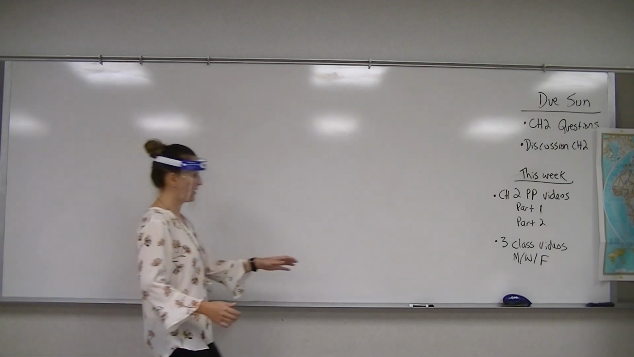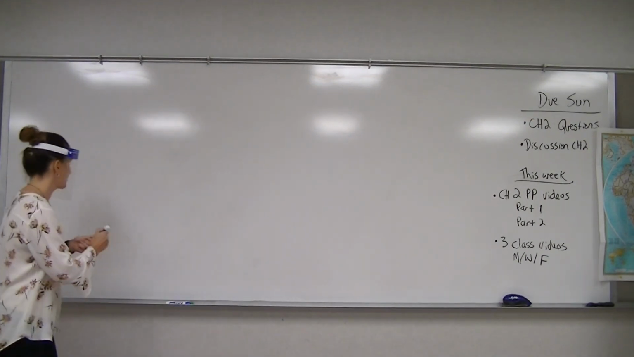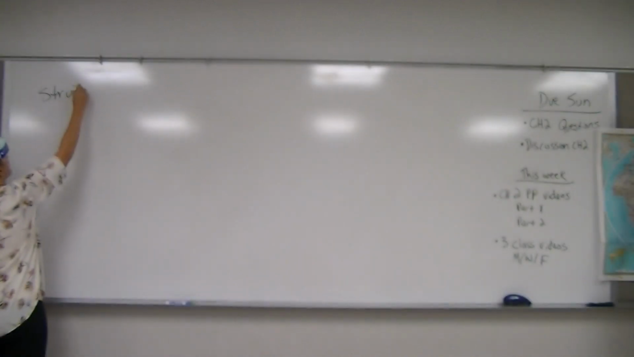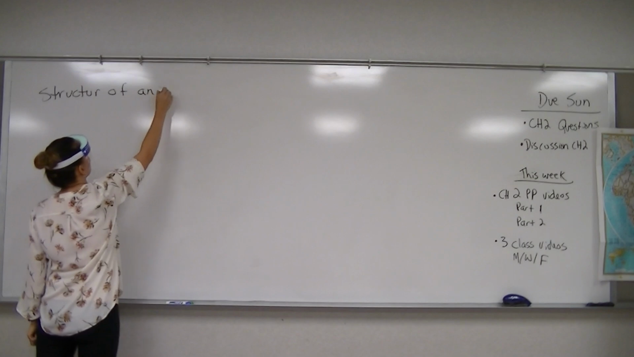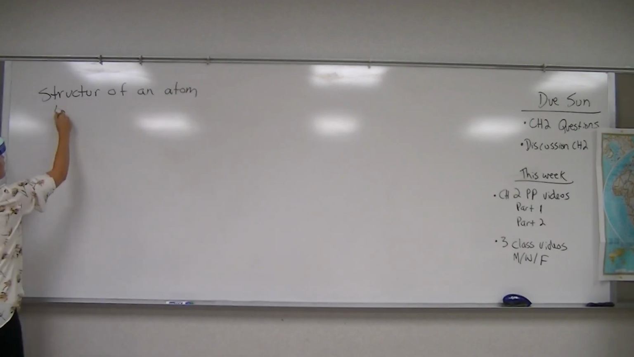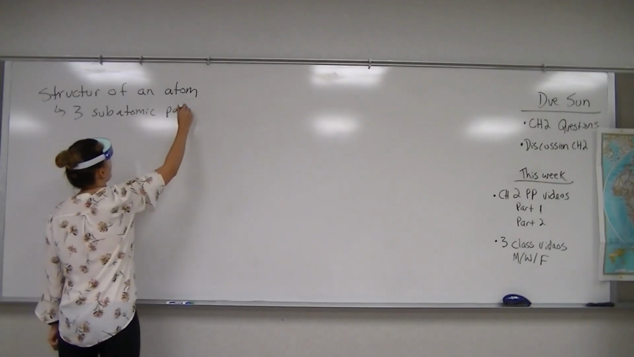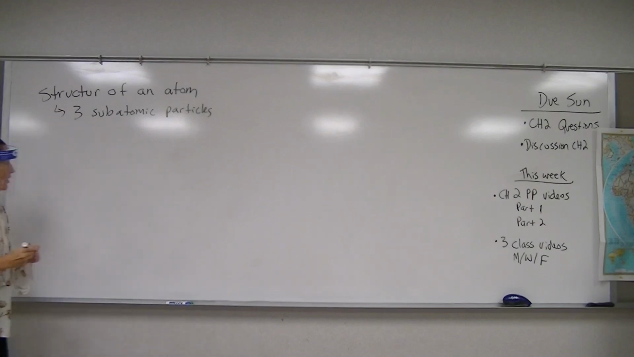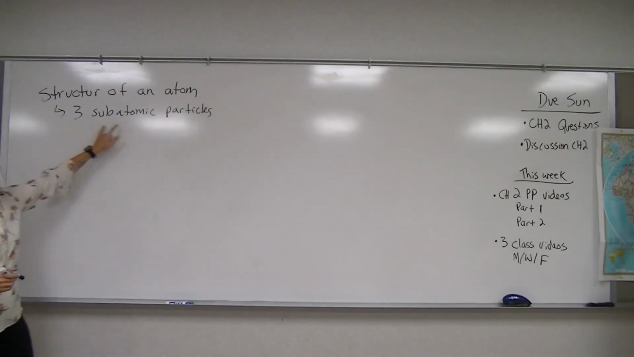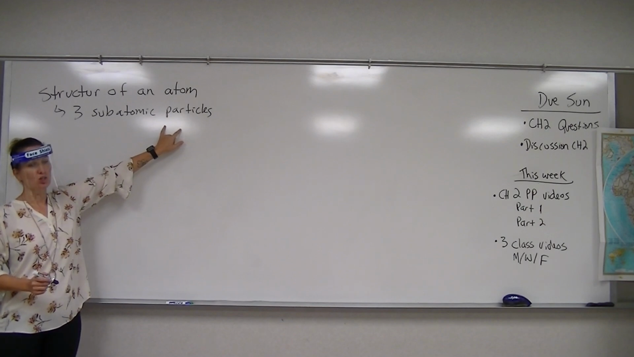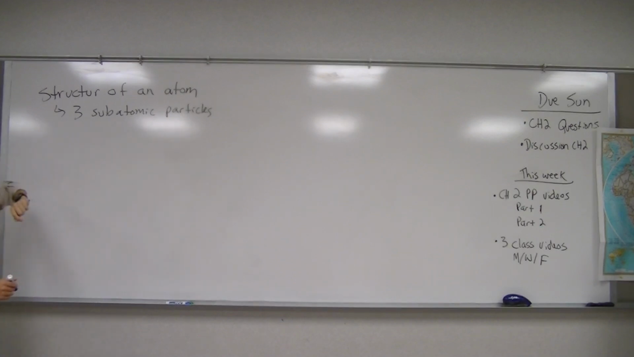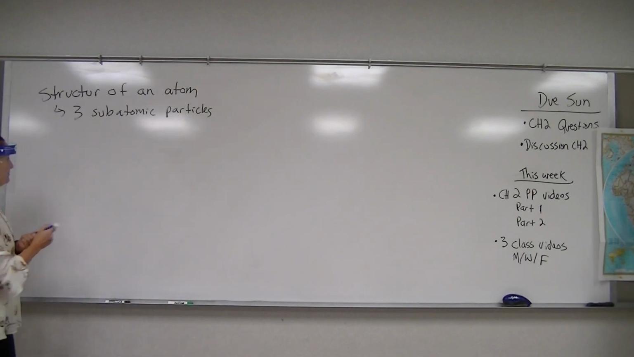So in the PowerPoint, it'll get more descriptive, but I do want to start with the structure of an atom, which has 3 subatomic particles. I want to introduce it this way because we're going to be calculating these 3 subatomic particles using nuclide symbols and some other representations of isotopes. So when you're looking at an atom, you have the nucleus, which is the center. That's going to be my blue sphere here.